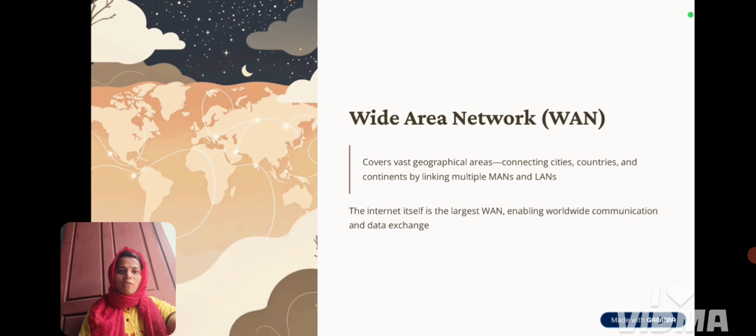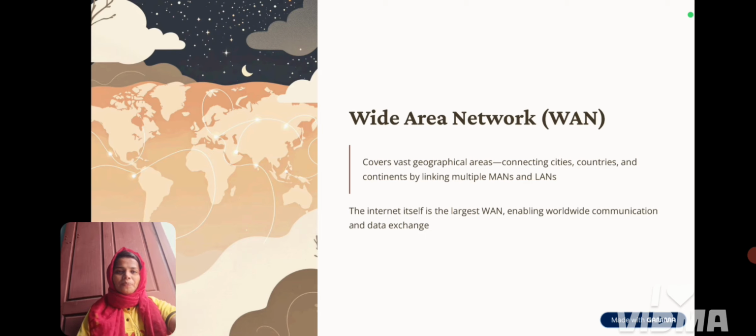It covers vast geographical areas. It also has only LANs and MANs. The main concept is that I am using a LAN in my home, and in my city they are using a MAN to connect those LANs, and in our world it is using both MAN and LAN to connect all of them at one point. I think now the concept is more clear. So this is called a wide area network.